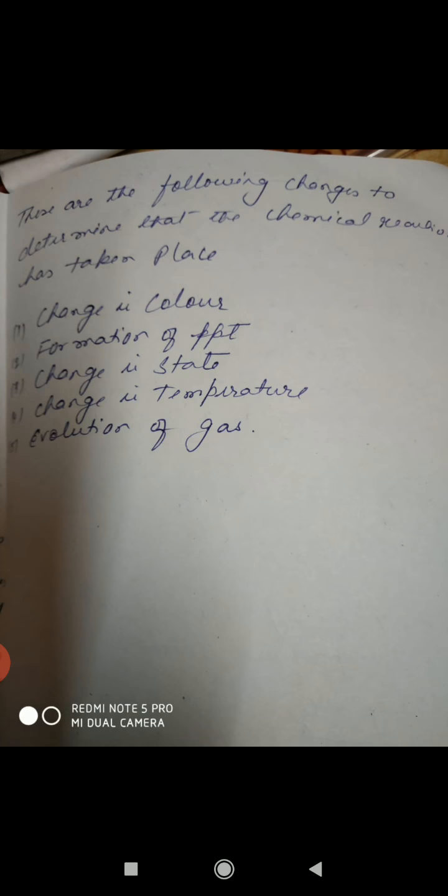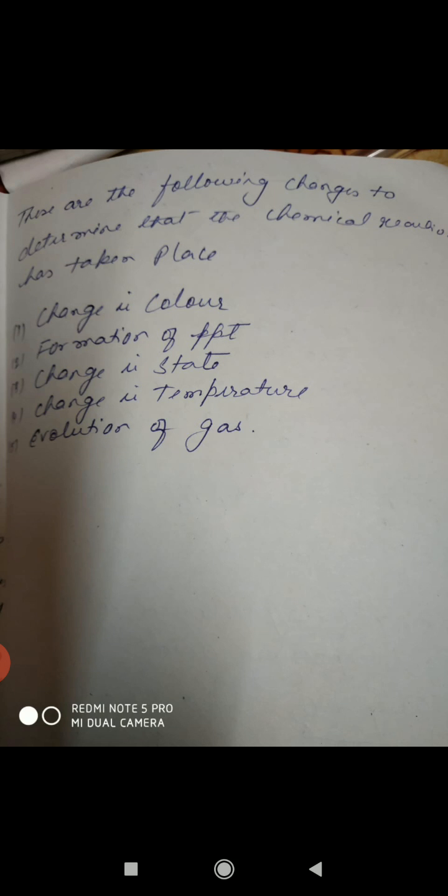So now we are going to discuss chemical changes. Now the question is how we are going to identify that chemical changes have occurred. So how we are going to find out that a chemical change has happened? There are the following changes to determine that a chemical reaction has taken place. There are a few parameters which can determine the chemical changes.